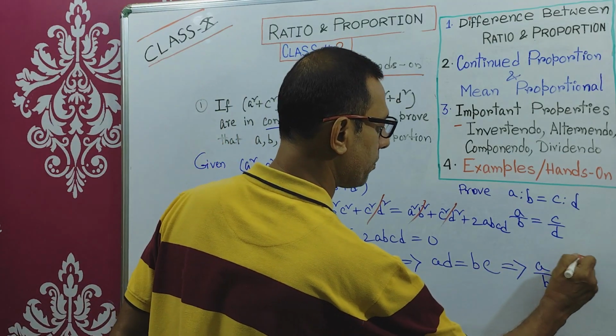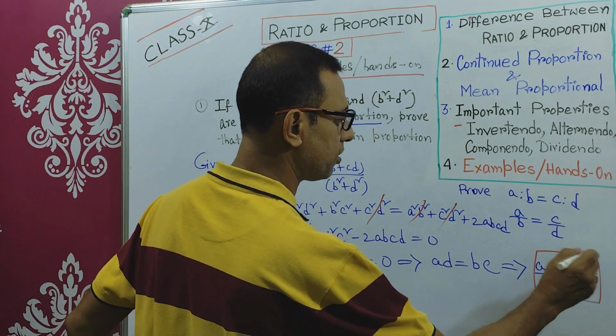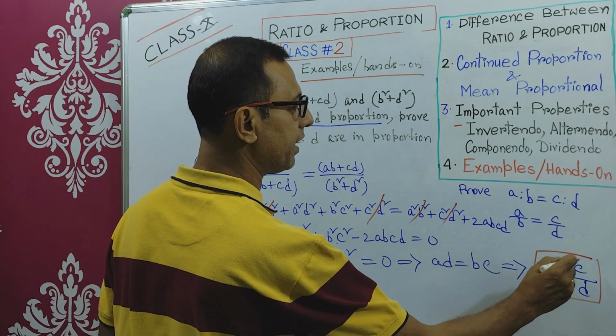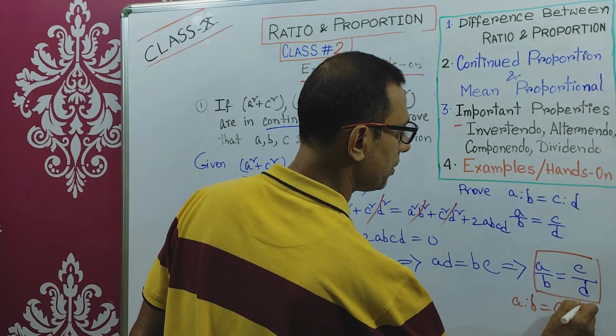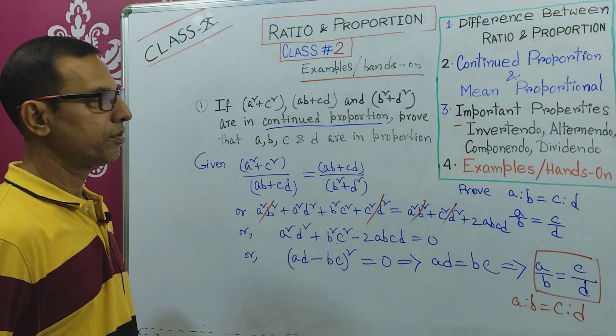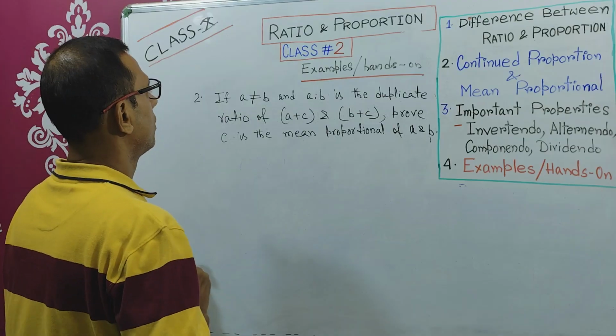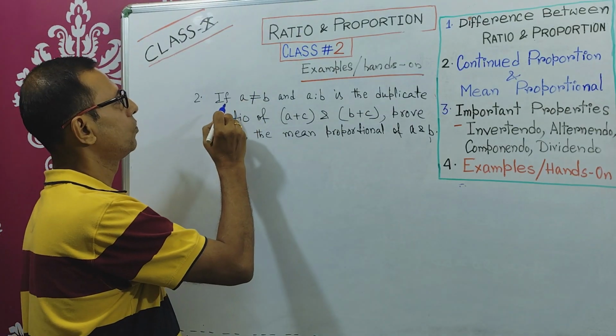That means since you have proved A is to B equals C is to D, that means A, B, C and D are in proportion. So what you have proved is A is to B equals C is to D. Got it? First example. This is the second example.